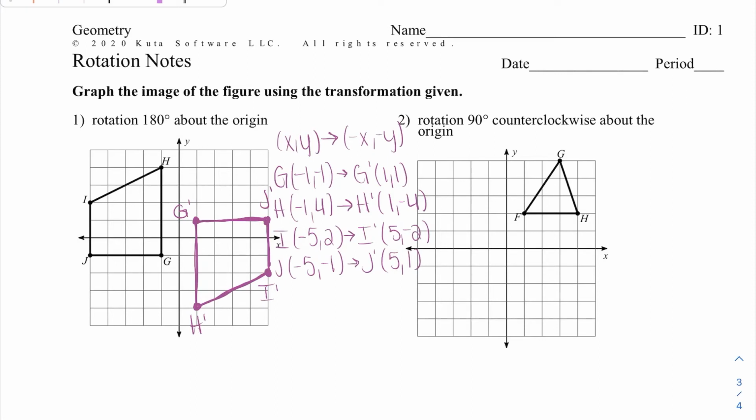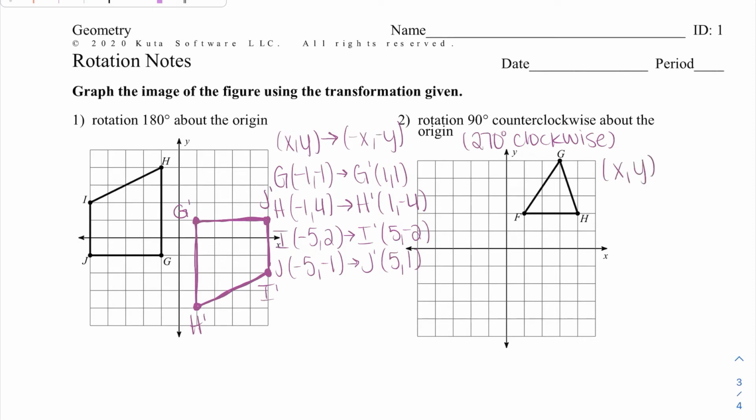Let's look at example number 2. Example number 2 is a rotation 90 degrees counterclockwise. Recall that a 90 degrees counterclockwise rotation is the same thing as a 270-degree rotation clockwise. So on your practice or on your assessment, you may have a question that asks about 270 clockwise. You are going to follow the same process and the same rule as 90 degrees counterclockwise.